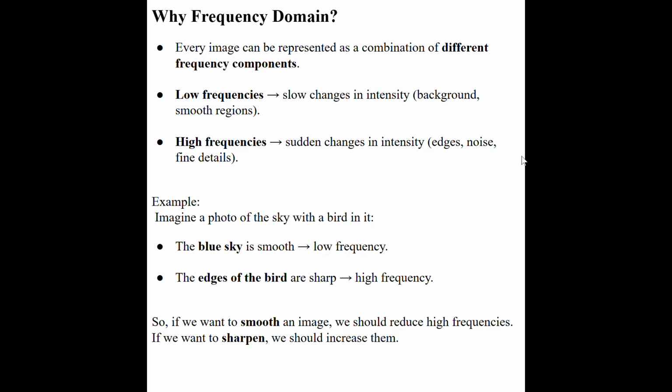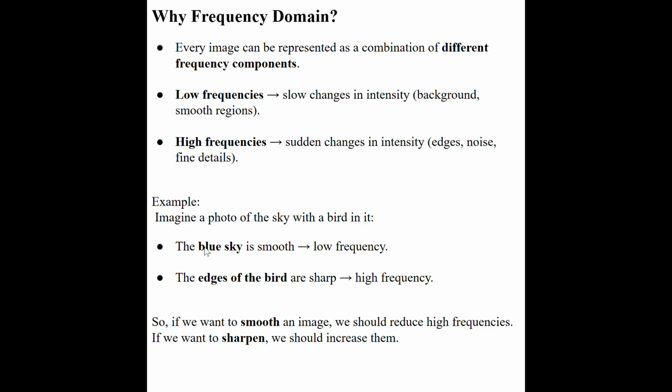This is because the image can be represented as a combination of various frequency components, low frequency and high frequency, where I have a background, I have the smooth regions, I have the edges present, I have the noise present, I have the objects, different objects of different intensities. So that's why frequency domain study is very important.